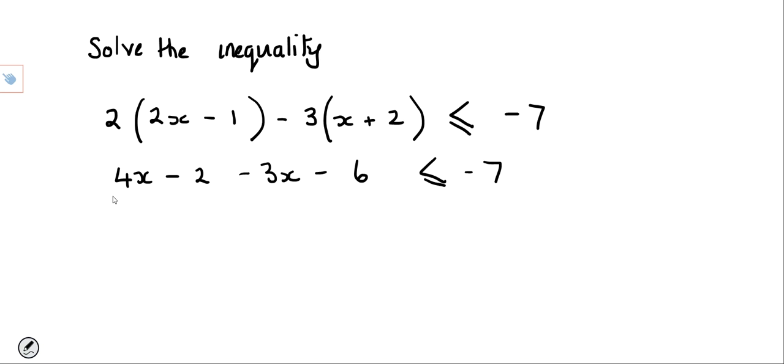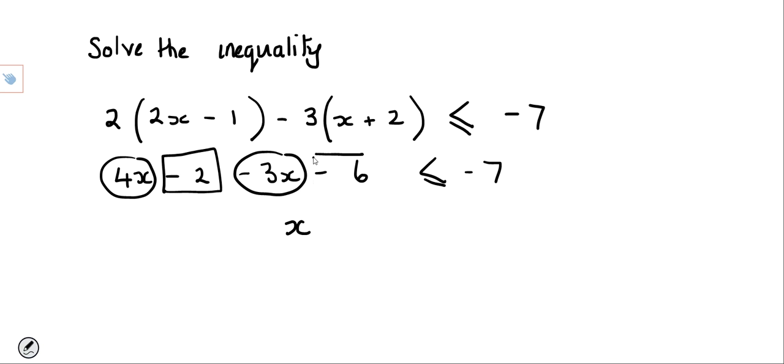Collect the terms. So it's 4x's minus 3x's, I thought it was x. It is x, you're right, your thoughts were right. What's minus 2, minus 6? Oh, 8? Minus 8? Minus 8, good. Minus 8 is less than, and this I think is where your mistake was.